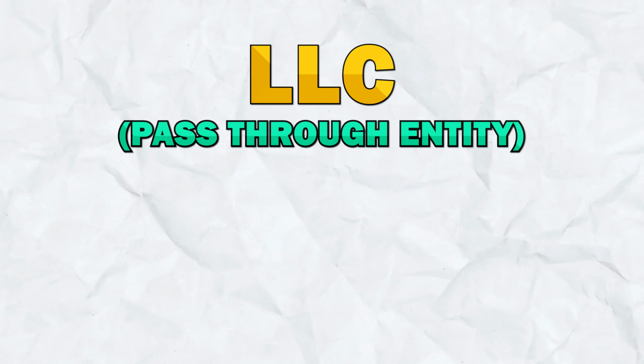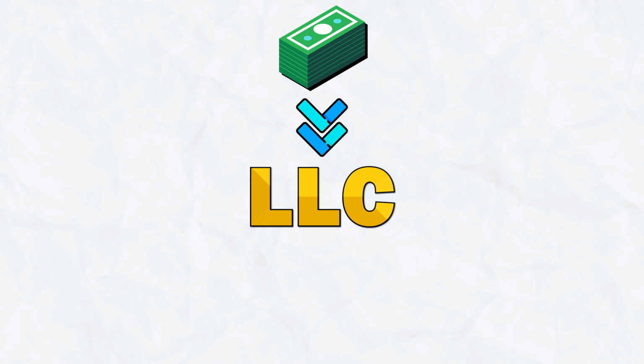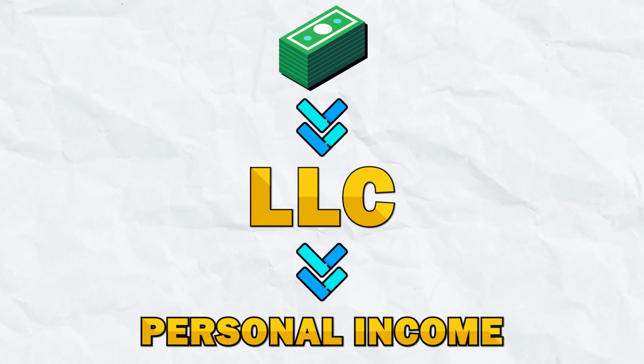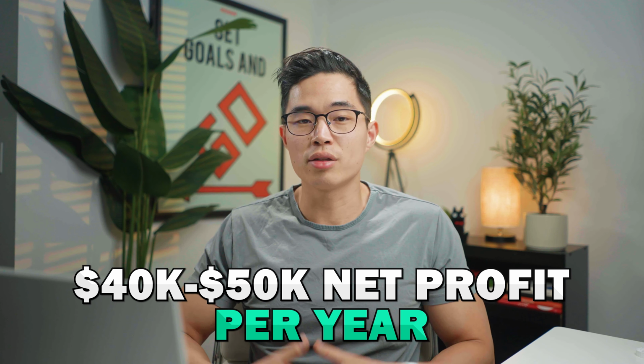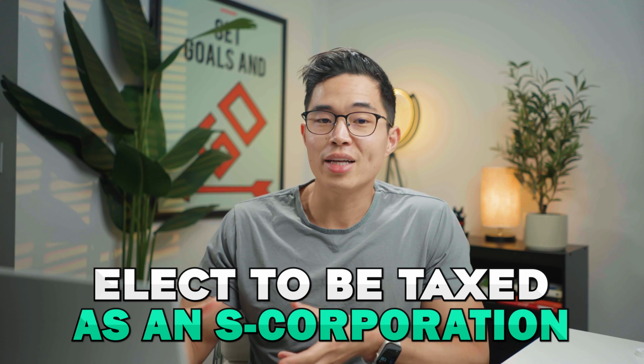Since an LLC is a pass-through entity, any money that comes into the LLC that counts as profit at the end of the year automatically flows into your personal income. But when it comes to taking money out of your business account, there are a couple different ways you can do this. First, if you're making at least $40,000 to $50,000 net profit per year, it may be very beneficial for you to actually elect to be taxed as an S corporation.